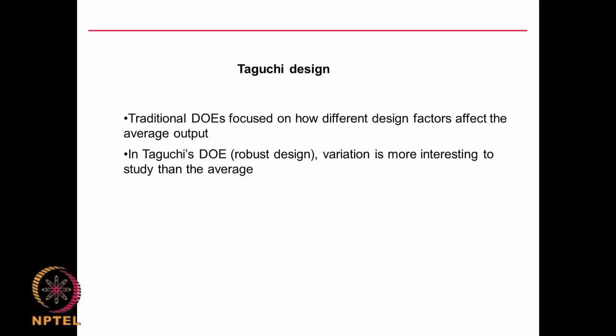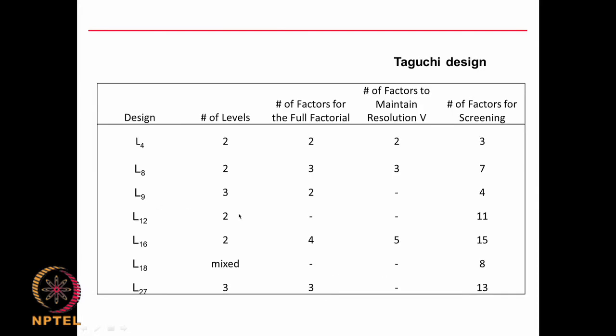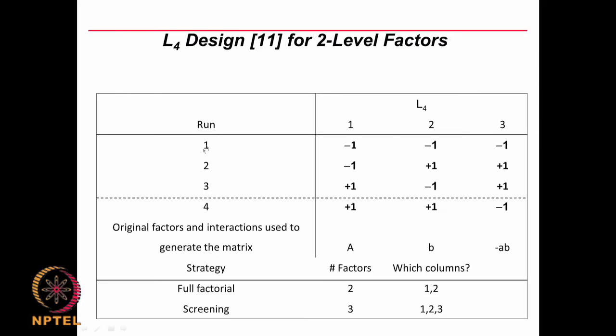So, Taguchi design, there is a design selector. This tells you the number of parameters, this tells you the number of levels, and this table was taken from this particular reference. So, if I have a 2 by 2, that means 2 levels, 2 parameters, there is something called the L4 design. If I have that, table L4 is available here. This is called table L4.